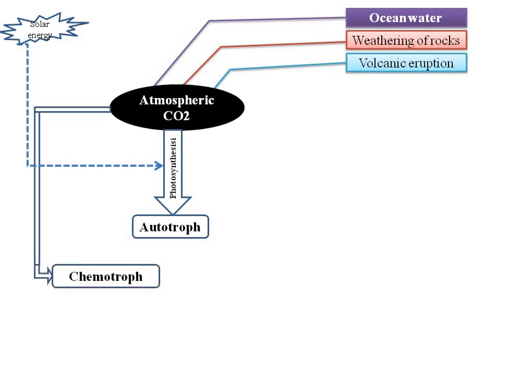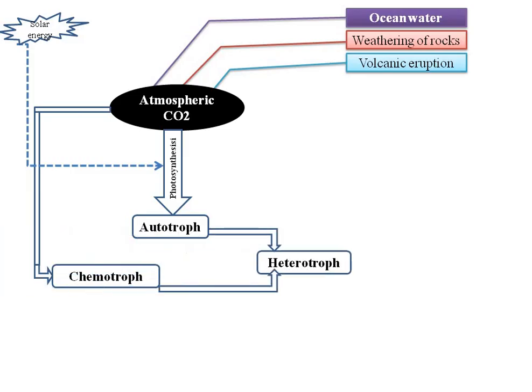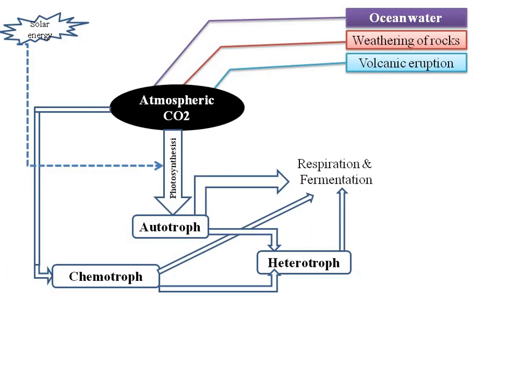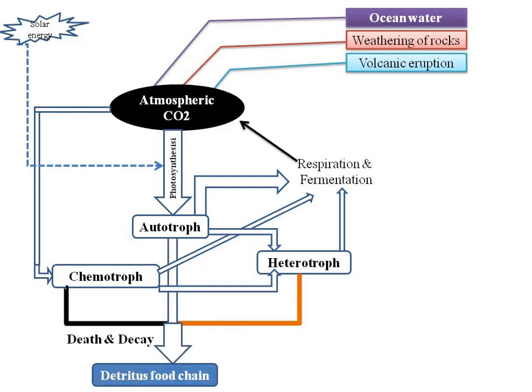The chemotrophs are also organisms that can utilize carbon dioxide for the preparation of their own food, and heterotrophs get carbon through the food chains by consuming autotrophs and chemotrophs. From all these three categories of organisms, carbon dioxide is emitted through respiration and fermentation. When autotrophs, chemotrophs, and heterotrophs die, they enter into the detritus food chain. In the detritus food chain, the structure of living beings is disintegrated, and they emit carbon dioxide, which enters the atmosphere through the process of respiration.